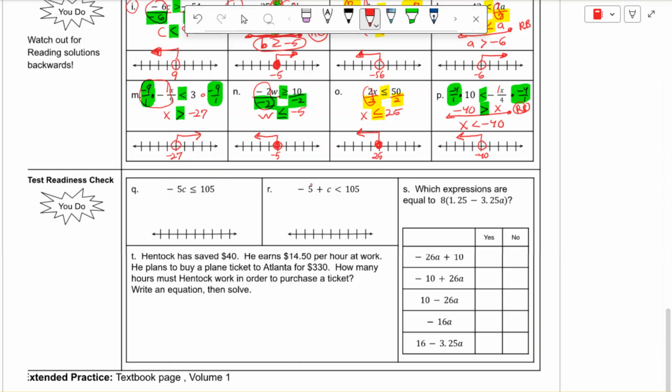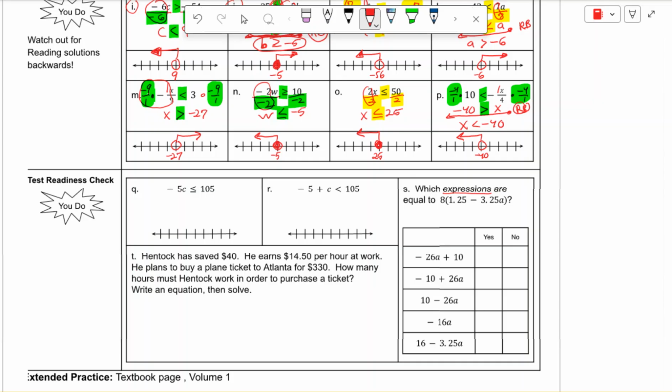R is adding and subtracting inequalities and graphing. S is back to expressions. Remember, expressions do not have equal signs. And so this is your expression, and which of these is it equal to? Which ones are the same? Yeses or nos? And then finally, the word problem, T.